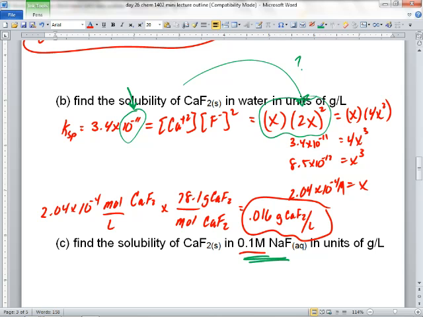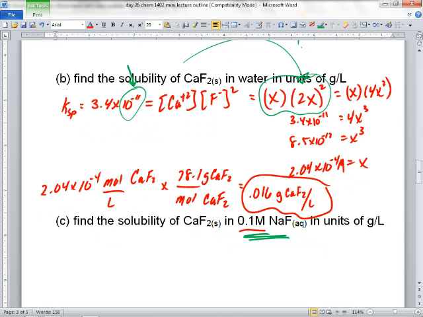We're fine. Now, in this problem, you're going to see, oh, yes, excellent. I have 10 to the negative 11. I can drop some x's. Okay? If you're adding or subtracting x or 2x or 3x, 4x, you can drop it. So write the Ksp reaction. Fill in the ICE table, taking into account what Nick said, that now you have initial fluoride. Set up the Ksp expression. Solve for x. Convert it to grams per liter. You're done.